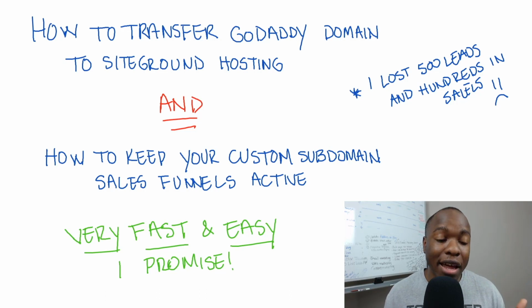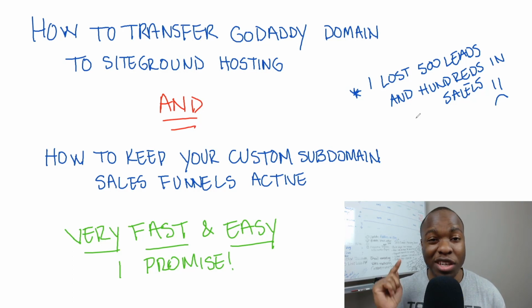But in addition to that, I'm going to share with you exactly what you need to do so that you don't make the mistake I made, which is I lost over 500 leads. Yes, over 500 leads and hundreds of dollars in sales when I made my transfer from GoDaddy to Siteground because I made this one mistake. Basically, I'm going to show you how to keep your custom subdomains intact, especially if you use them for sales funnels, which is what I did. So don't worry, I'm going to show you exactly how to do that step by step within this tutorial, and we're going to get started with that right now.